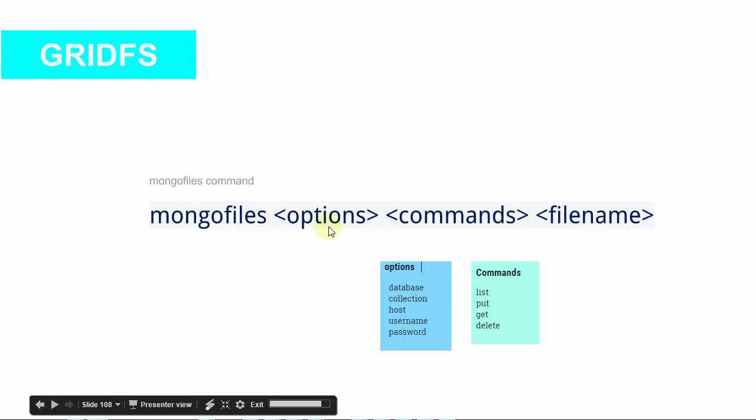The first one is options. Here we'll be specifying the database, collection, host, username, password. The second one is the commands. This is for the CRUD operations, that is list, put, get and delete will come under this command section. And the third one is the file which we are going to act on.